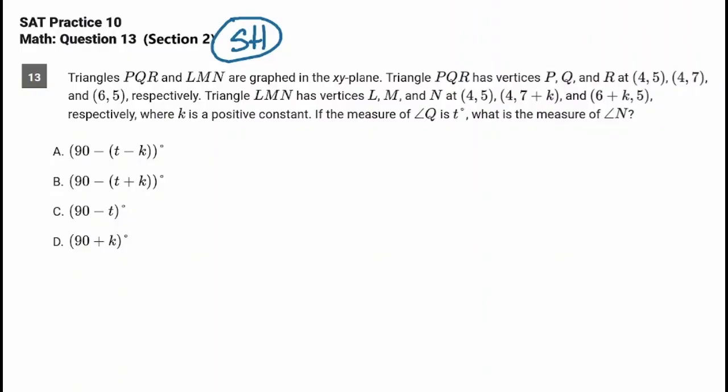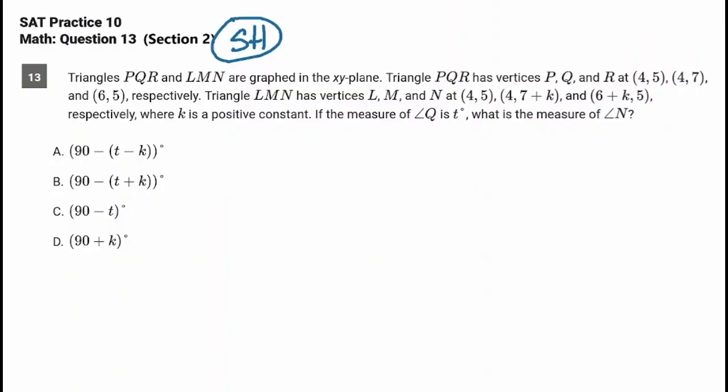I apologize. Triangles PQR and LMN are graphed in the XY plane. Triangle PQR has vertices P, Q, and R at (4, 5), (4, 7), and (6, 5), respectively. Triangle LMN has vertices L, M, and N at (4, 5), (4, 7 plus K), and (6 plus K, 5), also respectively. K is a positive constant. The measure of angle Q is T degrees. What's the measure of angle N?